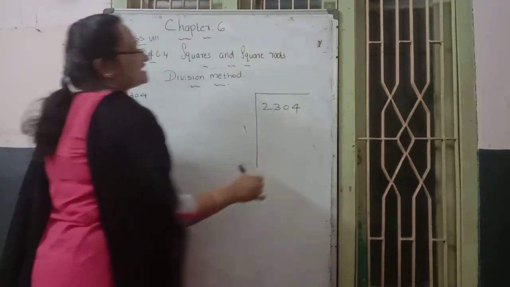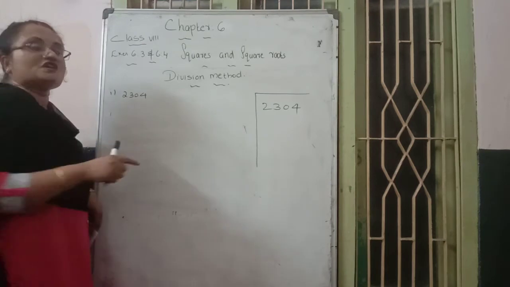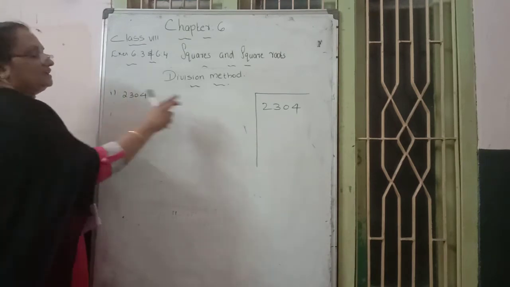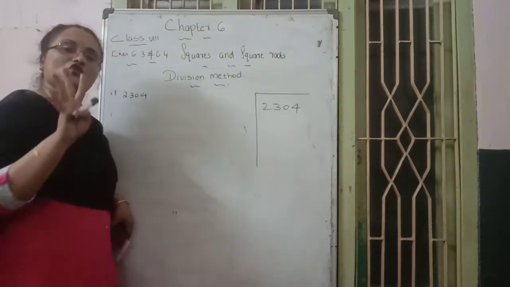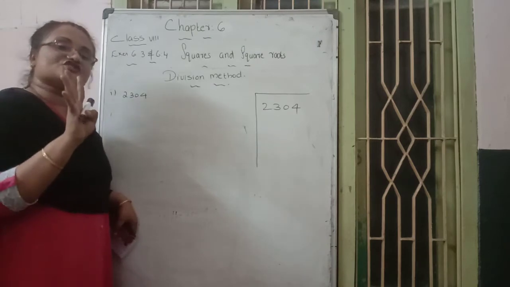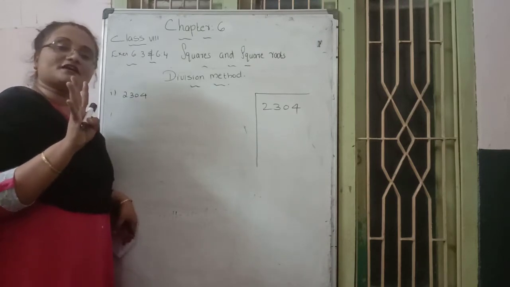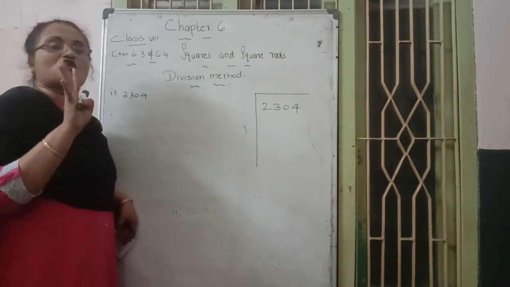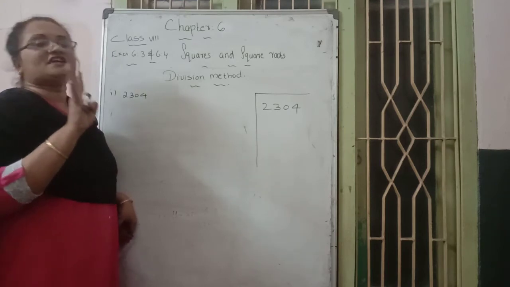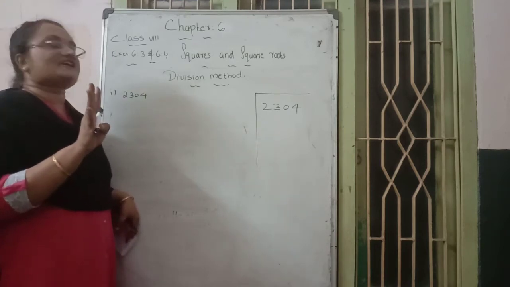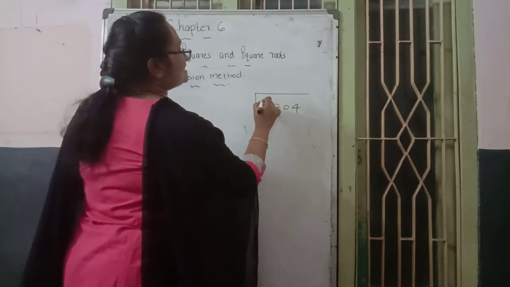2304, keep it inside the box. Then check how many digits there are. 4 digits are there. Is 4 digits an odd number or an even number? 4 digits means it is an even number. In the even number case we make pairs like this.